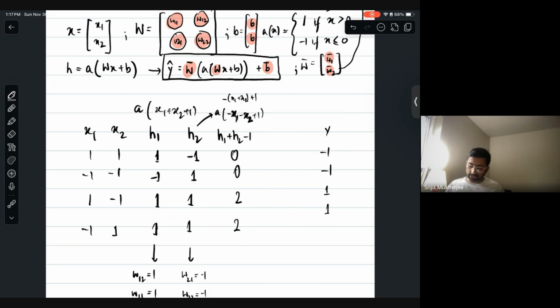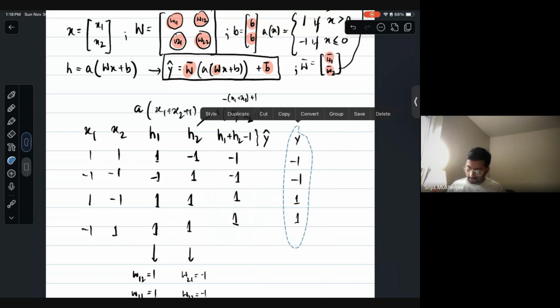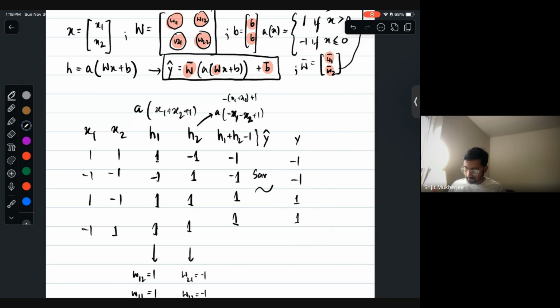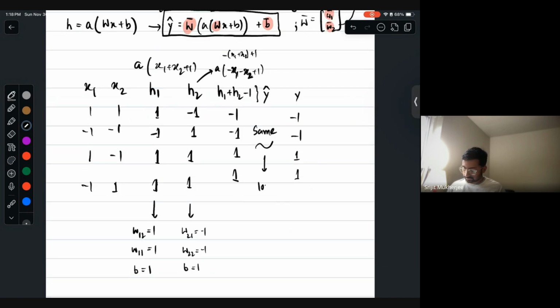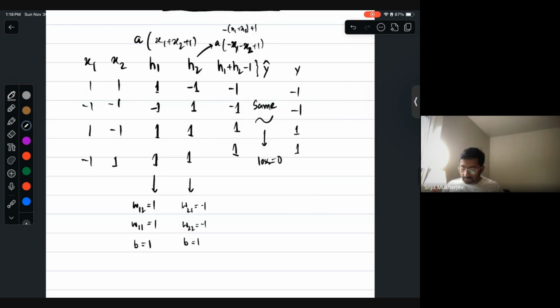So we will do H1 plus H2 minus 1. H1 plus H2 minus 1 is 0, minus 1, is -1. H1 plus H2 minus 1 is 1, minus 1. 1 plus 1 minus 1 is 1. 1 plus 1 minus 1 is 1. So you can see we have got y hat exactly to be this. So zero loss. What it tells you is, first of all, let's write here W hat 1 is equal to 1, W hat 2 is equal to 1, and B is equal to -1.